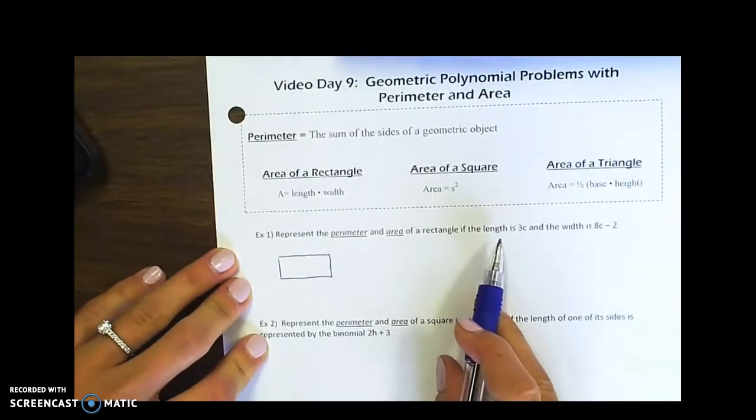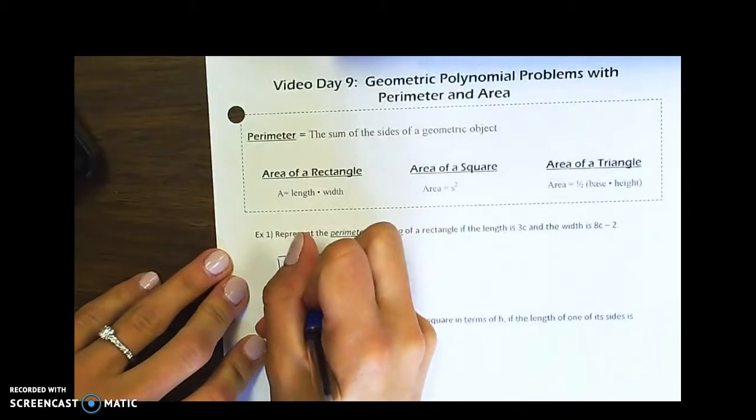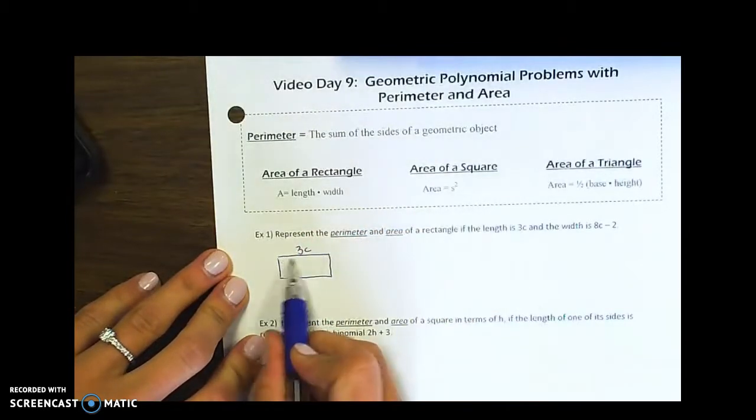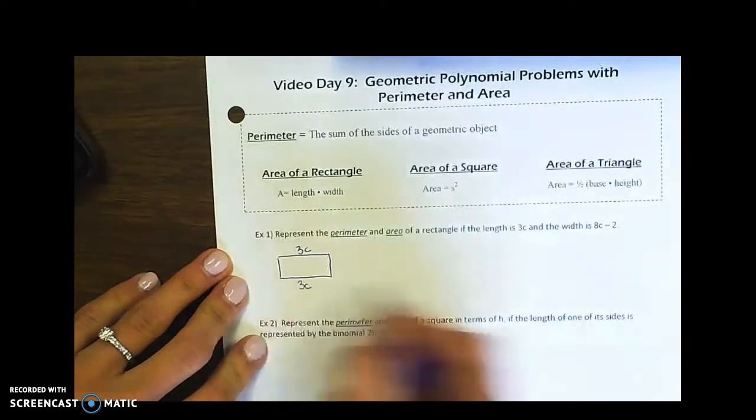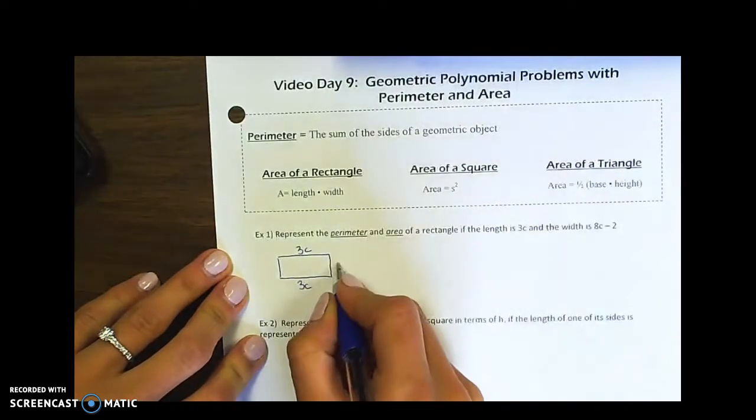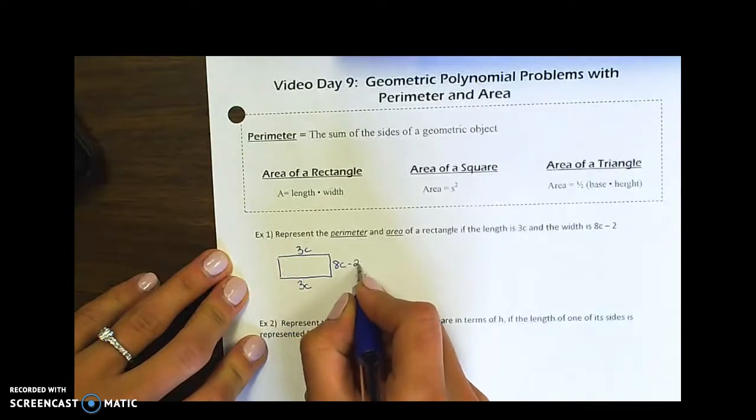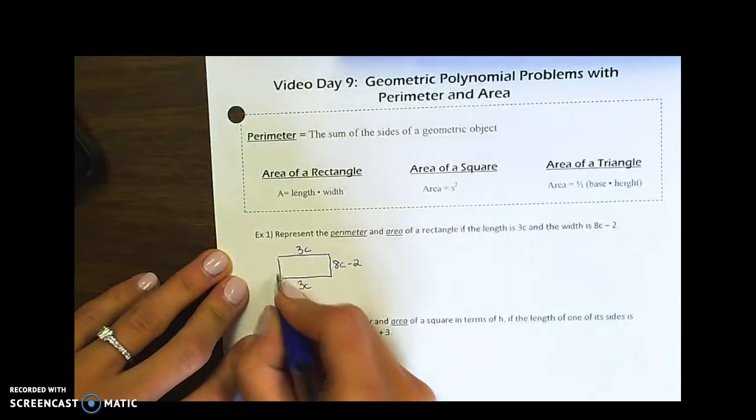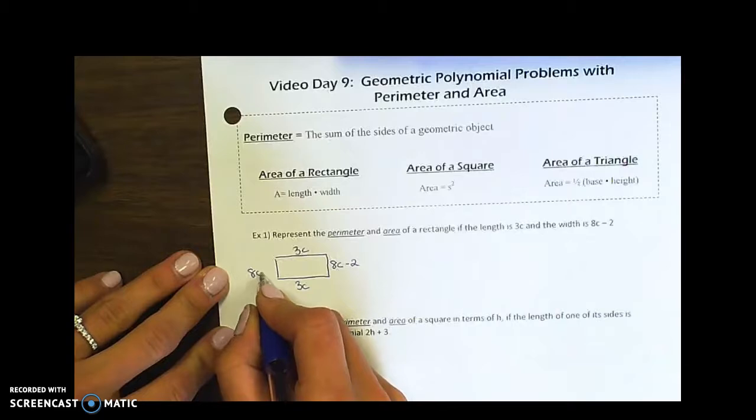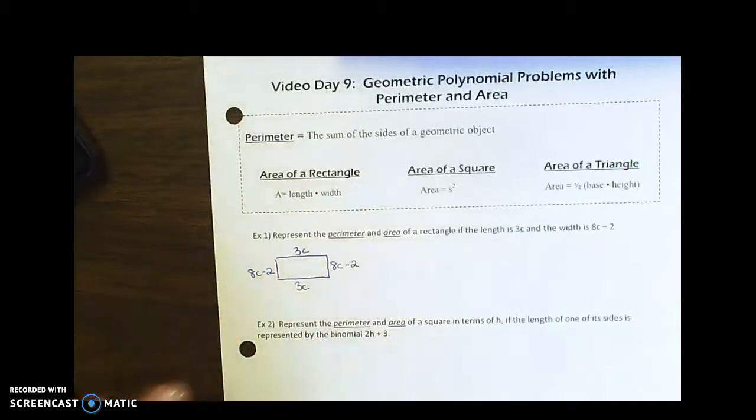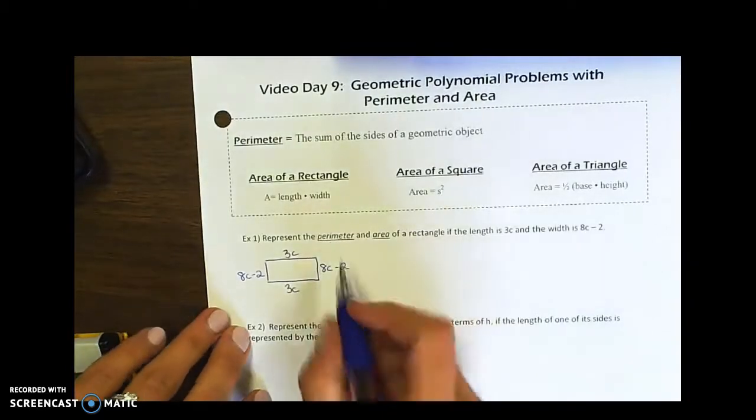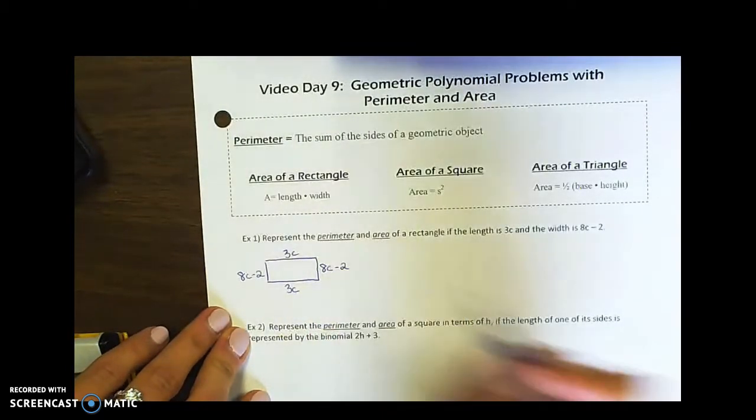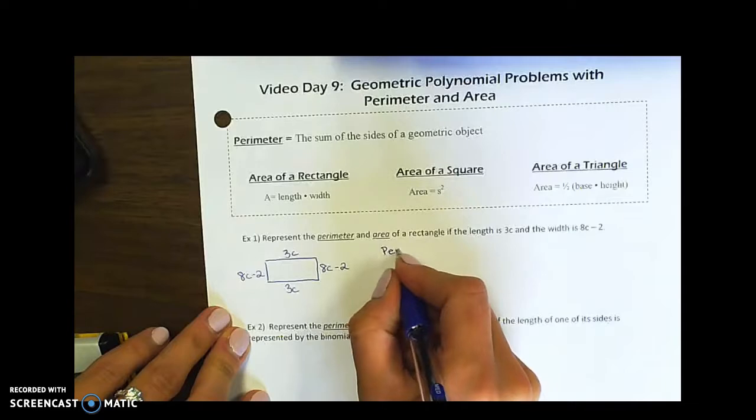The length is 3c, so that's 3c. And if the top is 3c, then the bottom of a rectangle is also 3c. The width is 8c minus 2. So if that's one side, the opposite side is also 8c minus 2. In these pictures, make sure you include everything that you can. Okay, so now we have to find two things, perimeter and area. I'm going to find the perimeter first.